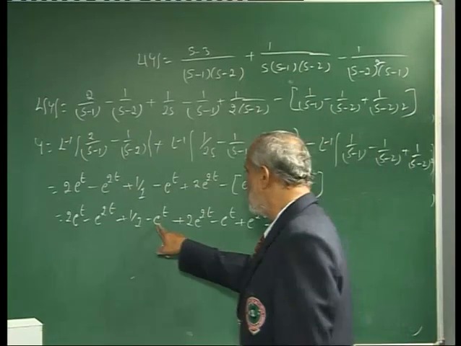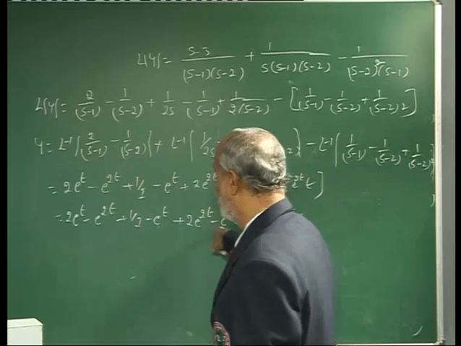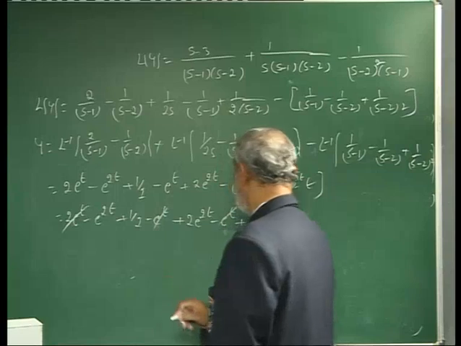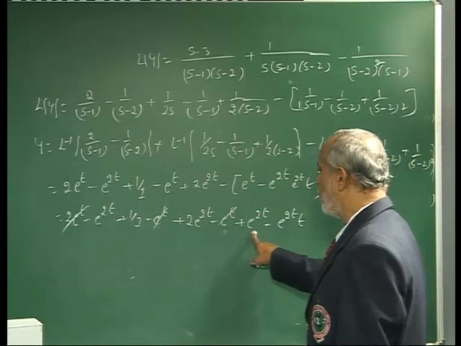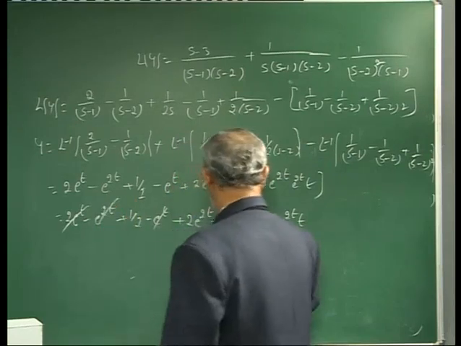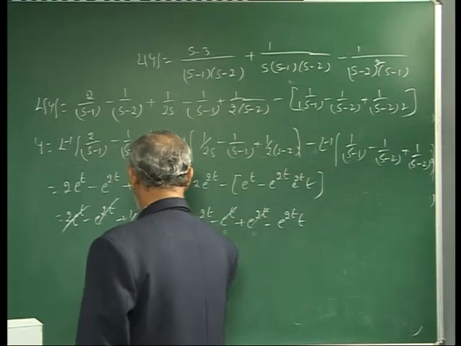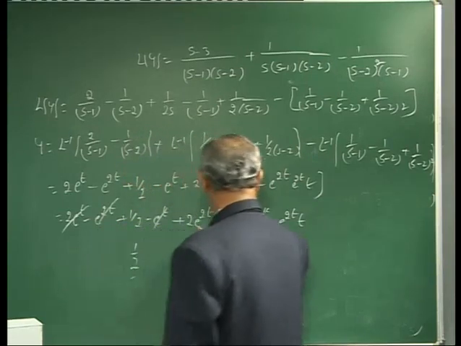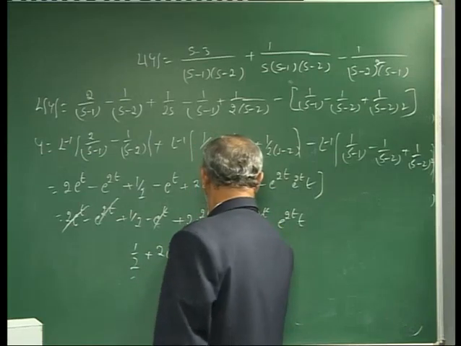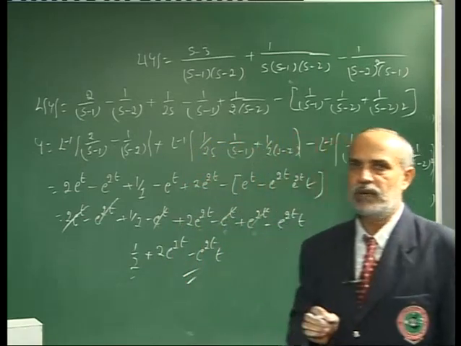See here, minus e to the power of t minus e to the power of t can be written as minus 2 times e to the power of t. Here plus 2 e to the power of 2t will get cancelled. See here, e to the power of 2t and minus e to the power of 2t will get cancelled. Then what is the remaining term? Here 1 by 2, 2 e to the power of t plus 2 e to the power of 2t minus e to the power of 2t into t. This is the required answer.